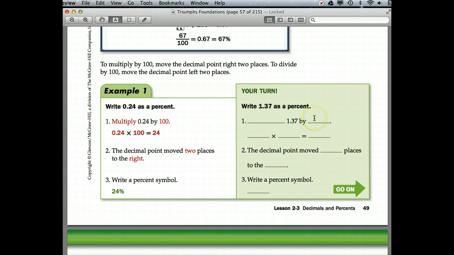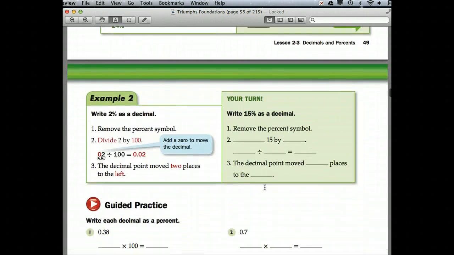Did you get it? The problem says multiply 1 and 37 hundredths by 100. Okay, so 1.37 times 100 equals 137. We move the decimal point 2 places to the right, and then we write a percent symbol. So our answer is going to be 137 with the percent symbol. Very good. Okay, let's try another example.